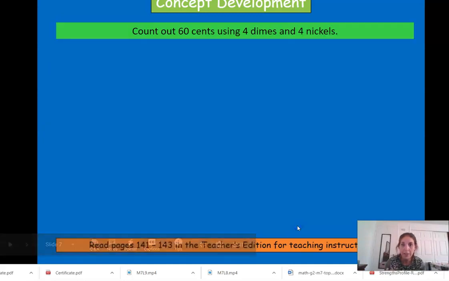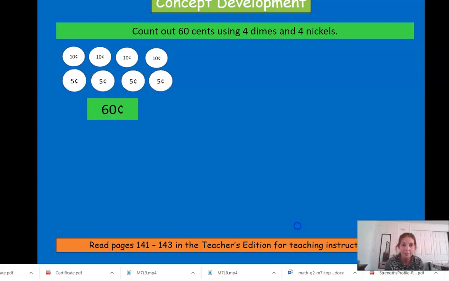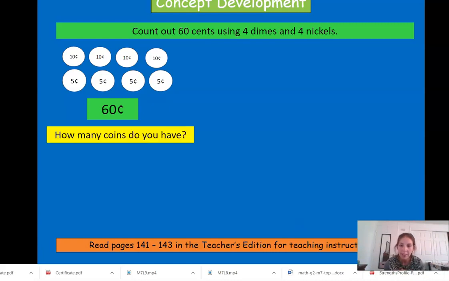Okay. Now I want you to count out 60 cents using 4 dimes and 4 nickels. And it's a great idea if as you're counting out the 4 dimes that you're counting by tens. And as you're counting out the 4 nickels, you're counting by fives. You should get in the habit of doing that. So we're going to count together. 10, 20, 30, 40, 45, 50, 55, 60. Okay? How many coins do we have here? We have 8 coins here.